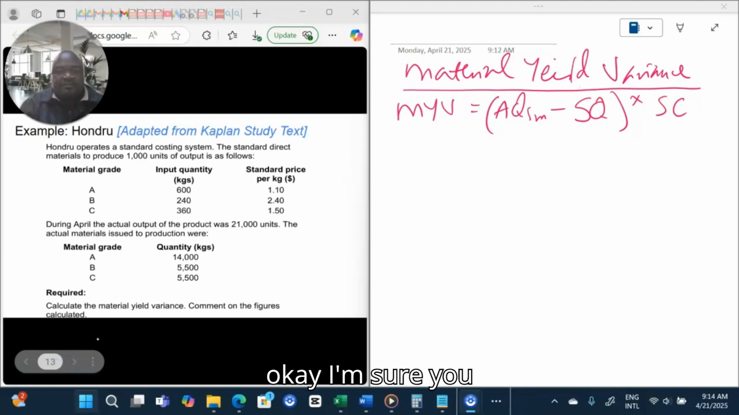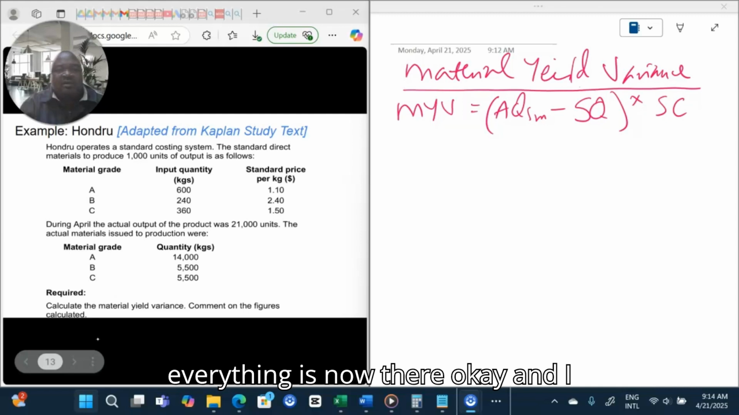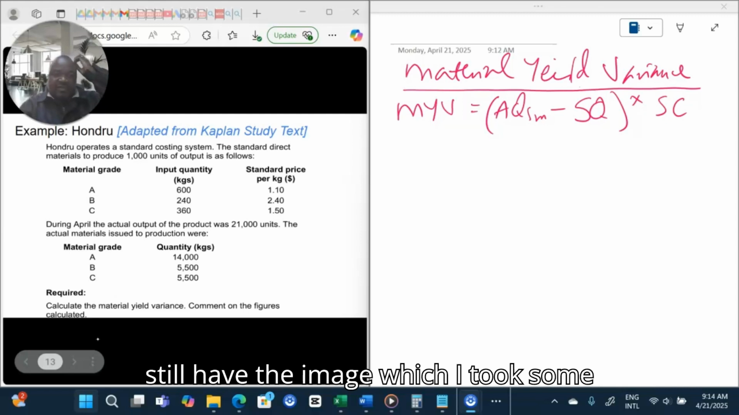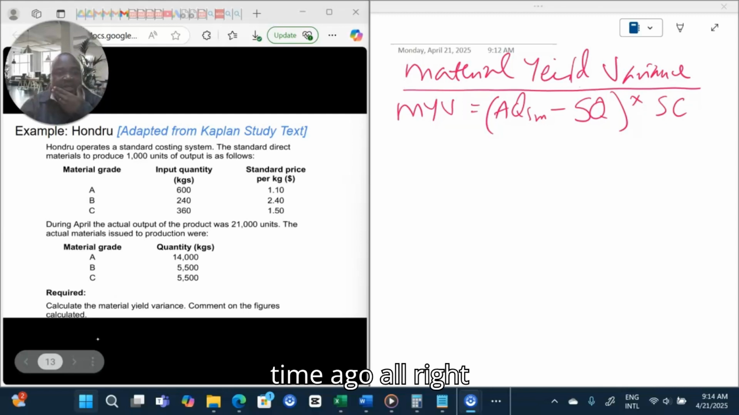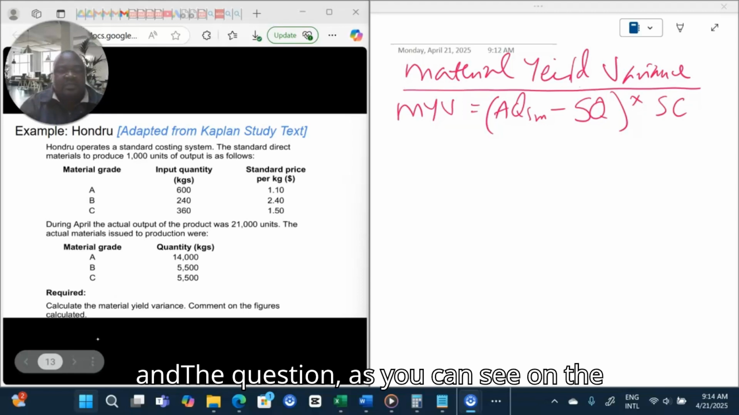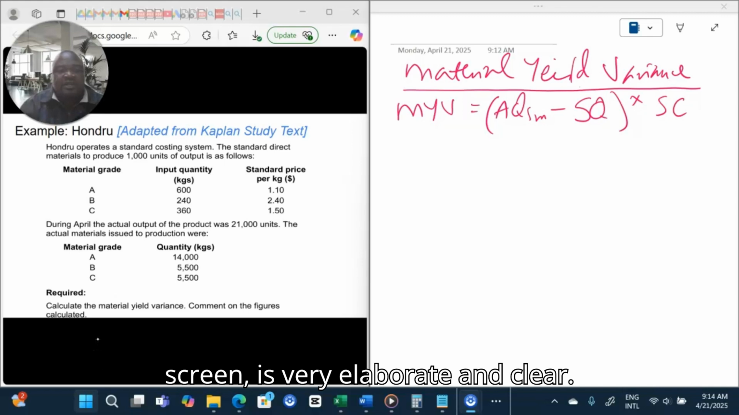Okay. I'm sure you guys are with me. All right. I've been fixing the screen and everything is now there. Okay. And I still have the image which I took some time ago. All right. And the question, as you can see on the screen, is very elaborate and clear.